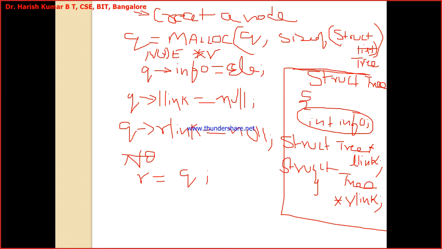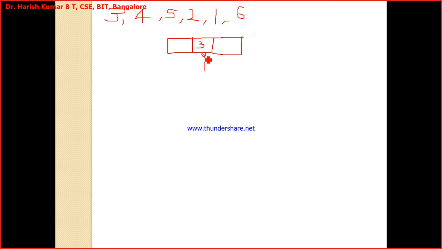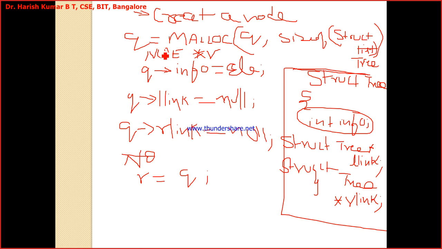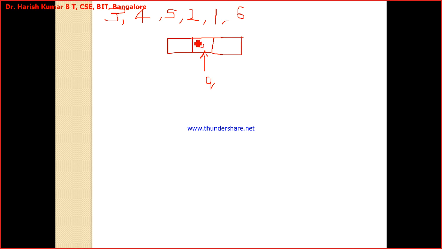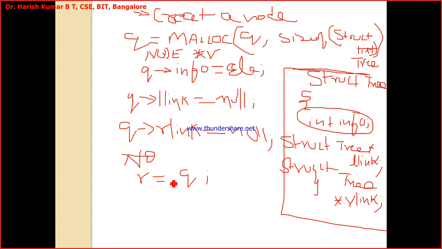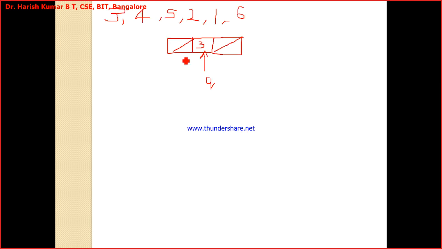Now see here, node star r I have taken, and then assigning the info field. Who is pointing to this newly created node? q is pointing, and using q I'm assigning the info field, then q arrow left link is equal to null, q arrow right link is equal to null. So this is made null, and this is also made null. Then r is equal to q. Now r is made the root node, pointing to this.